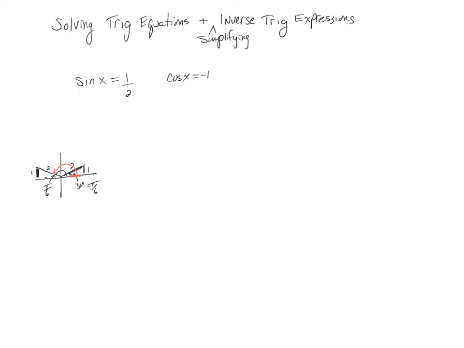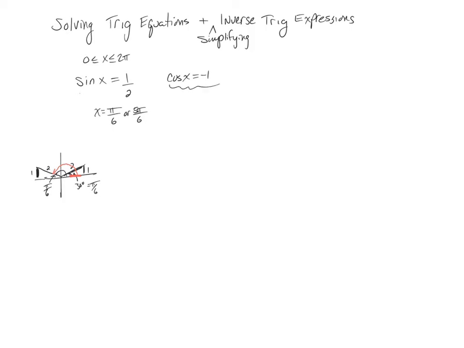So for an equation like sine of x equals a half, you'd get x equals pi over 6 or 5 pi over 6. Now that's assuming we were given the instruction that our angle should be between, say, 0 and 2 pi, which is generally the guideline that we have.